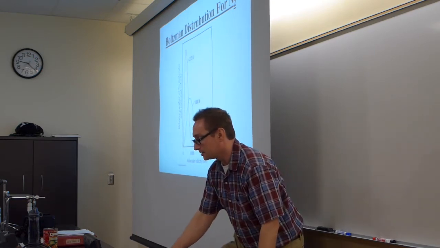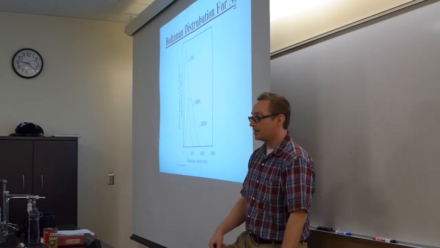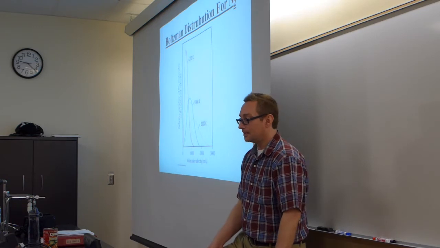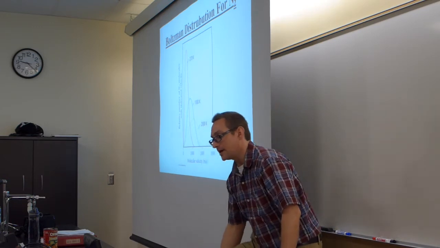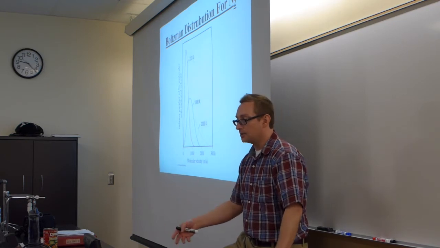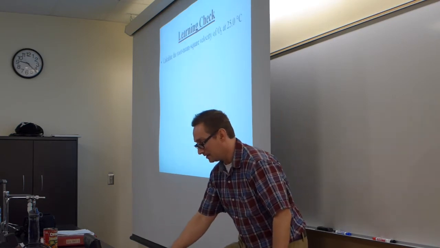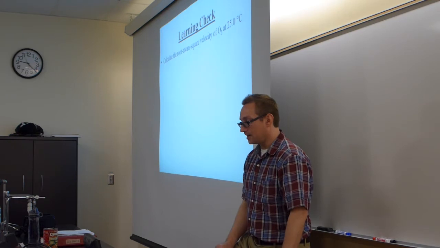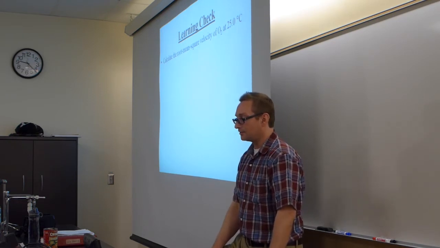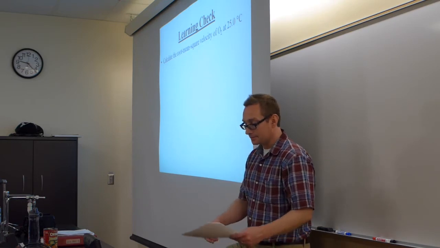Okay, so this is for nitrogen gas. If I had a graph for oxygen, the graph would look a little bit different. And if I had a graph for helium gas, that would look a little bit different. So each gas has its own root mean square velocity. So speaking of oxygen, let's do a calculation for root mean square velocity with oxygen gas at 25 degrees Celsius.